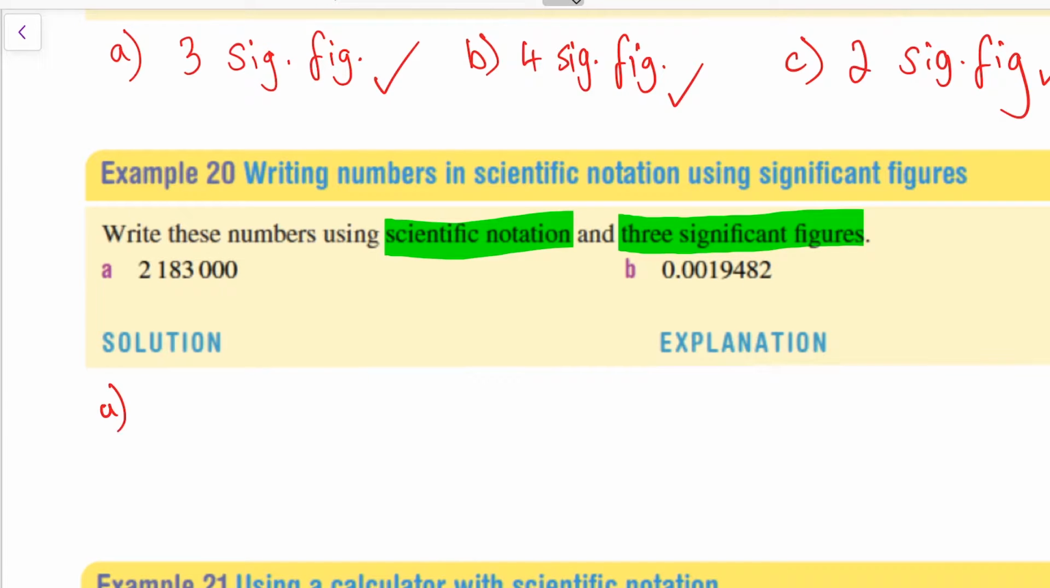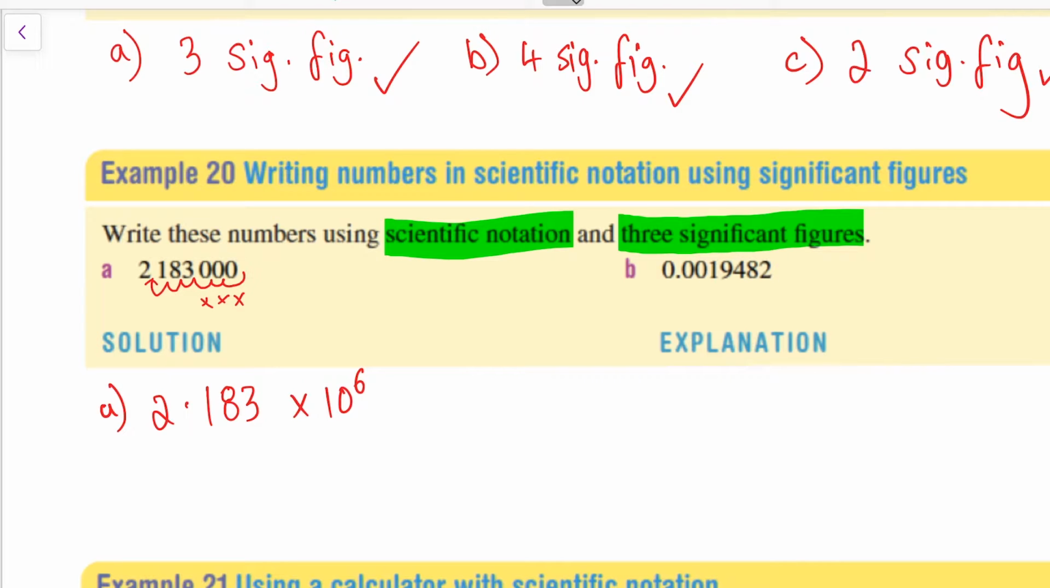So step number 1, I would always encourage you to write it in scientific notation first. Get that first step out of the way. That's what we've practiced in the previous exercise, so hopefully this part will be the easy part. So now we jump. 1, 2, 3, 4, 5, 6. 2.183 times 10 to the power of 6. Notice that obviously I've left those 3 zeros off. They're insignificant. I don't need to write them anymore because I've got it in scientific notation.